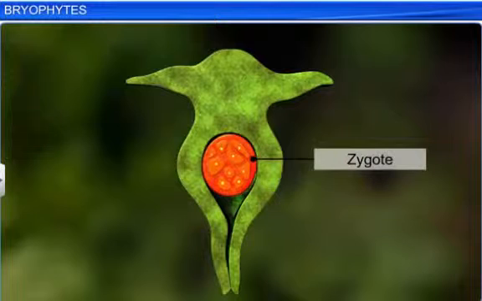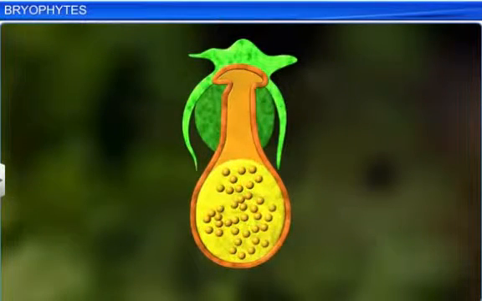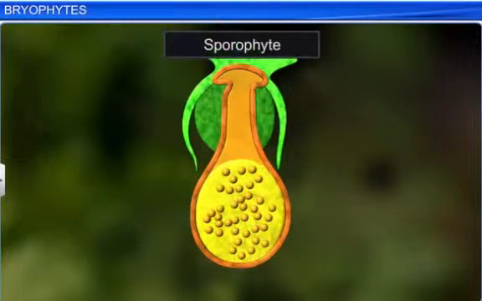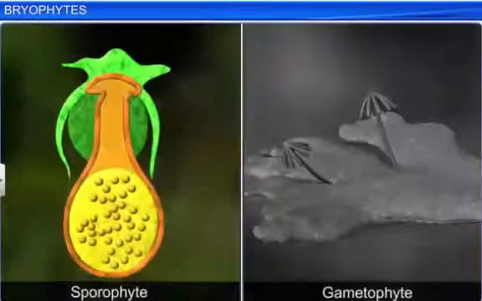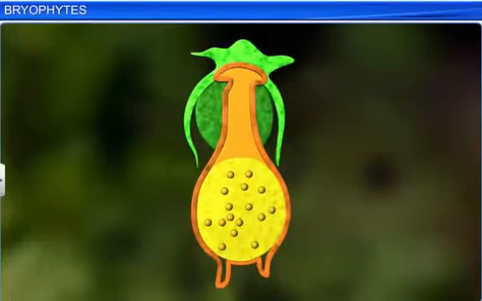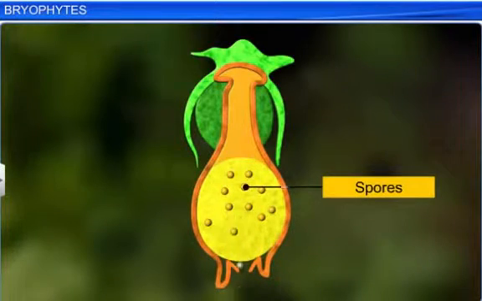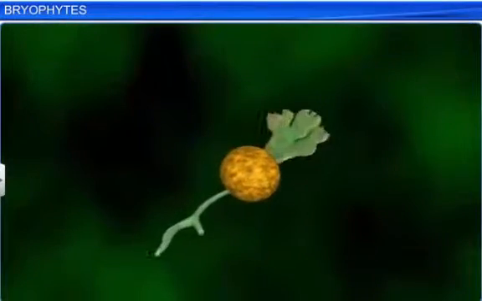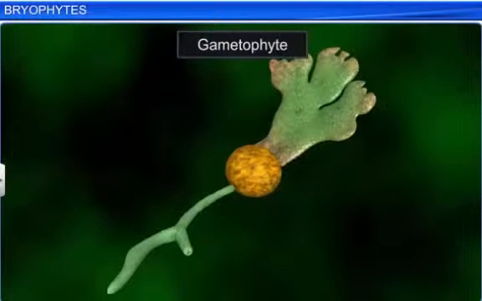The zygote in turn produces a multicellular body called the sporophyte. The sporophyte gets its nutrition from the gametophyte. Some cells of the sporophyte undergo meiosis to produce haploid spores. These spores germinate to produce a gametophyte.